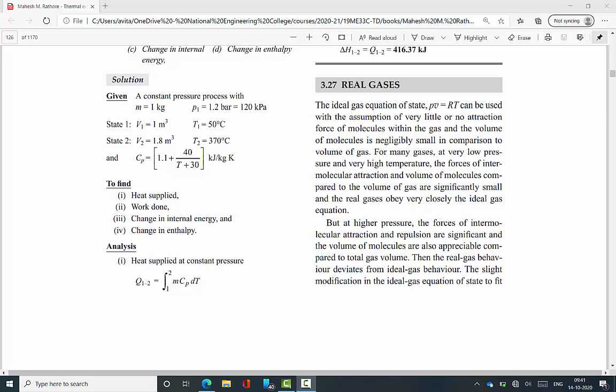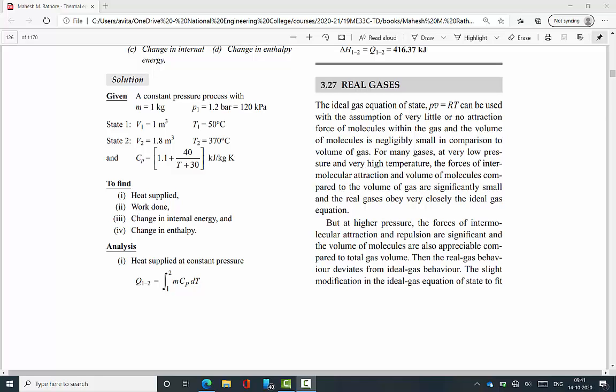Today we will discuss real gases. Yesterday in class we discussed some things under the ideal gas. What is an ideal gas, what are the assumptions of an ideal gas, and the laws of the ideal gas, Charles's law and Boyle's law, and the equation of state of an ideal gas, which is PV equal to RT. Those things are all under the ideal gas concept. But in real gas, what is a real gas?